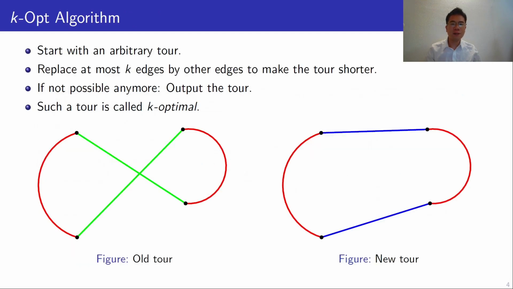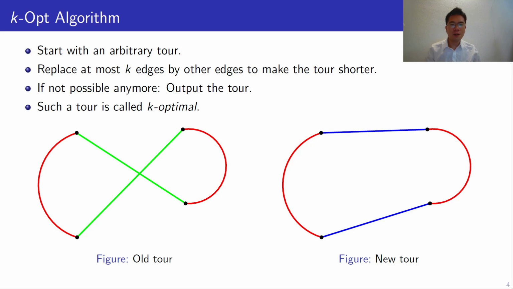So let's briefly summarize the main steps of the k-opt algorithm. It is a local search algorithm, and k is a natural number which is fixed in advance. It starts with an arbitrary tour, and in every iteration it tries to replace at most k edges by other edges to make the tour shorter. If this is not possible anymore, it outputs the tour. Such a tour, which cannot be improved by replacing at most k edges by other edges, is also called k-optimal.